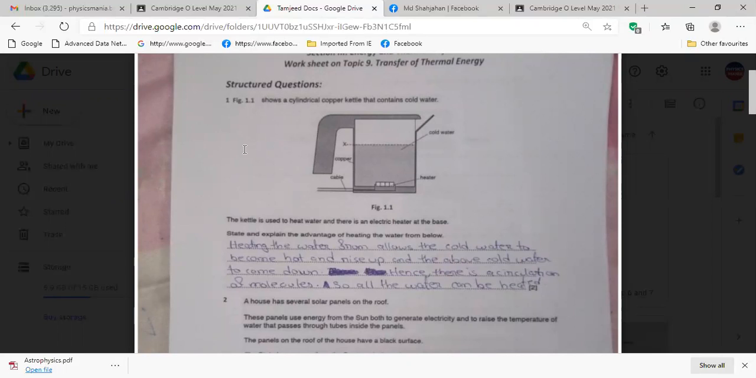Yes. So, what is the thing happening here? Circulation, right? Circulation means there is convection. So, if you are not giving the heat from below, then there will be no circulation, no convection, right? Is it clear?